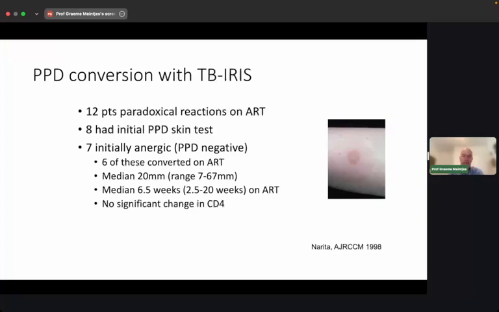8 had initially had skin tests, 7 of them were negative. So they were anergic due to poor immune function. And then when they repeated the skin test on ART, 6 of the 7 that had originally been negative had become positive, with a median size of 20 millimeters. So they hadn't just become positive, they'd become very positive.